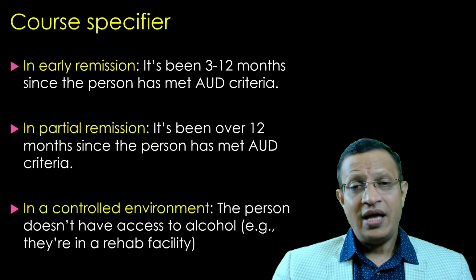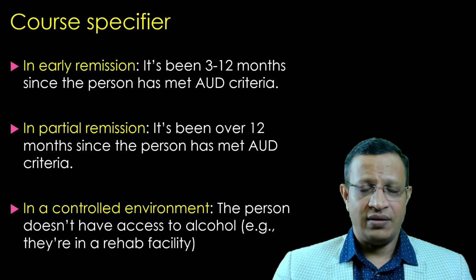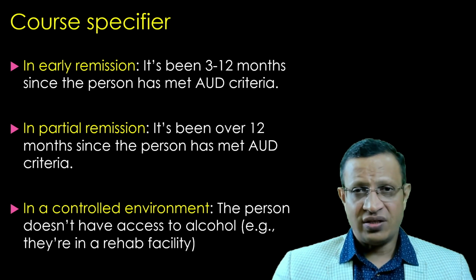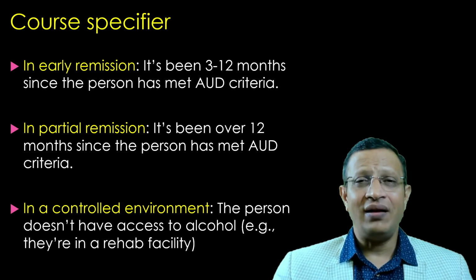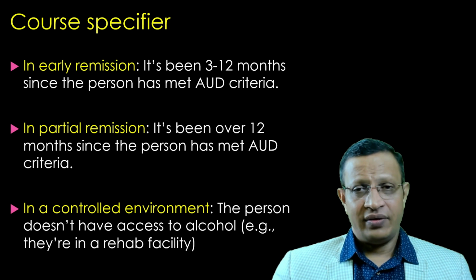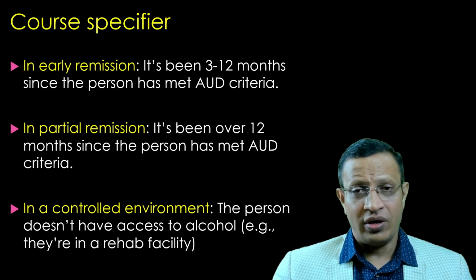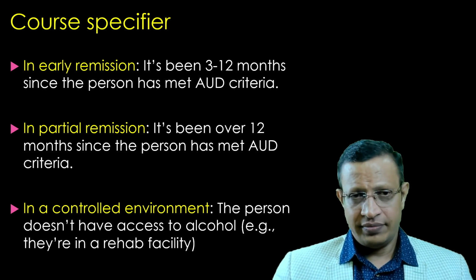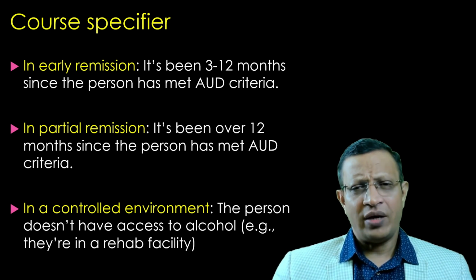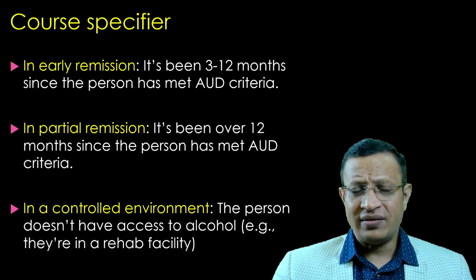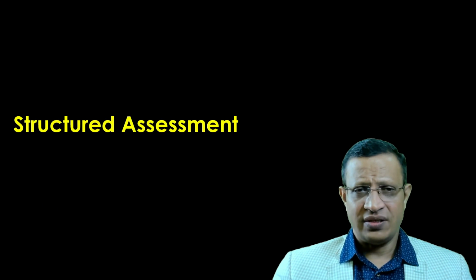However, course specifiers have also been mentioned. Here, if the person has stopped alcohol for the past 3 to 12 months, it is considered early remission. If it has been over 12 months since the person last met the criteria for alcohol use disorder, that means partial remission. In a controlled environment means the person does not have access to alcohol, for example in a rehabilitation center. Then we call it in a controlled environment. So these are the course specifiers mentioned for the diagnosis.